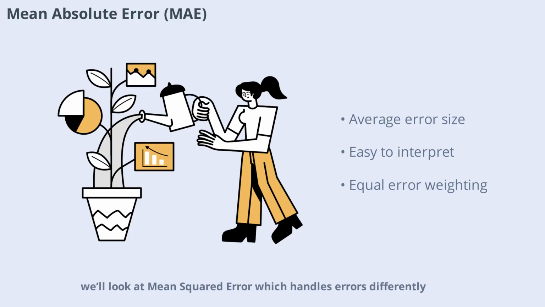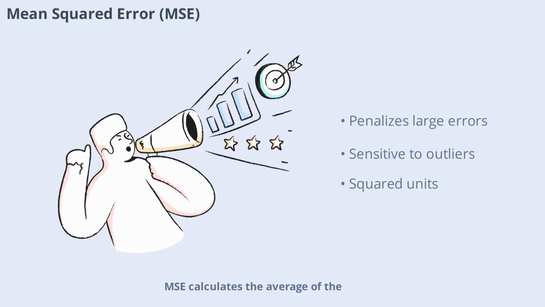Next, we'll look at mean squared error, which handles errors differently. MSE calculates the average of the squared differences between predicted and actual values. By squaring the errors, MSE penalizes larger errors more heavily, making it sensitive to outliers. This can be useful when large mistakes are particularly undesirable. However, because errors are squared, the metric is not in the same units as the original data, which can make interpretation less intuitive. To address this, we use RMSE.